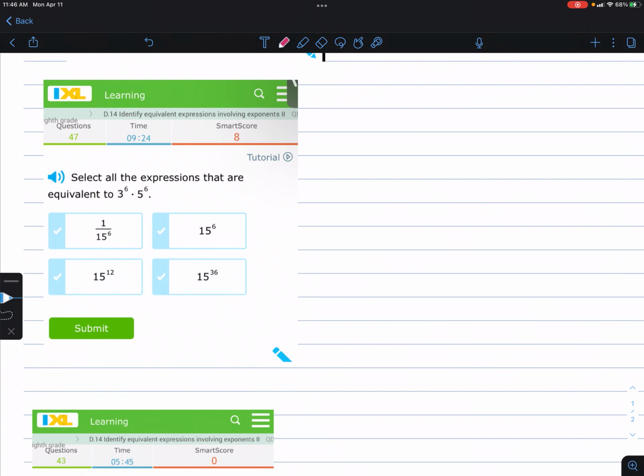Second problem here, select all the expressions. Once again, select all. We have 3 to the 6th power times 5 to the 6th power. This one is interesting because they're wondering where the 15 came from. Since these both have the same exponent, we can actually rewrite this as 3 times 5 to the 6th power. This is called the power of a product.